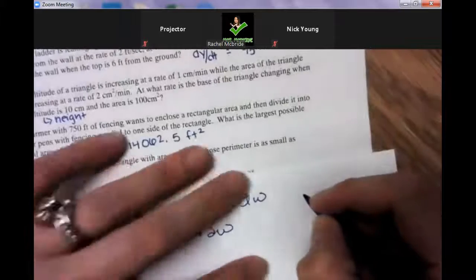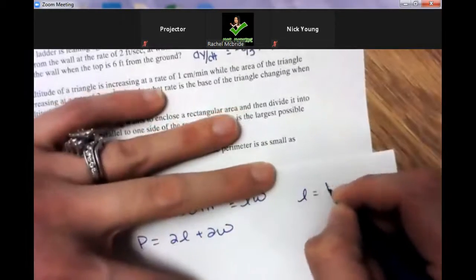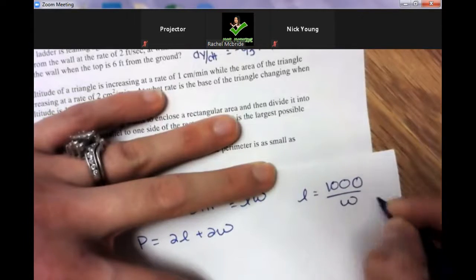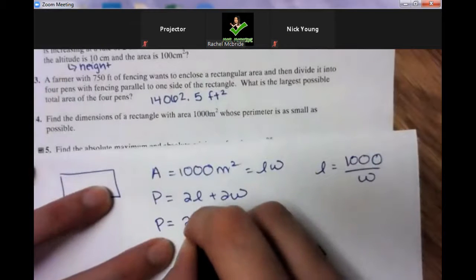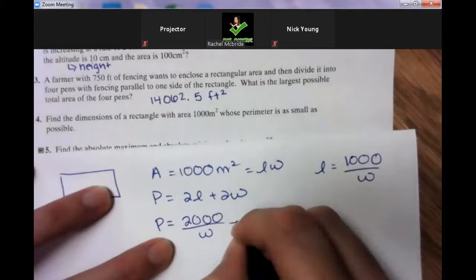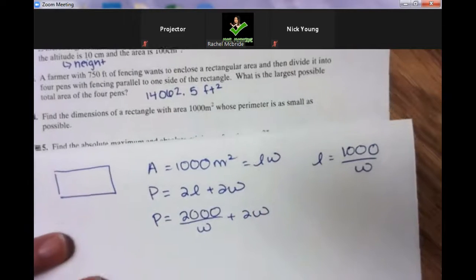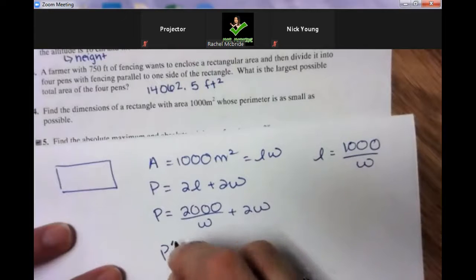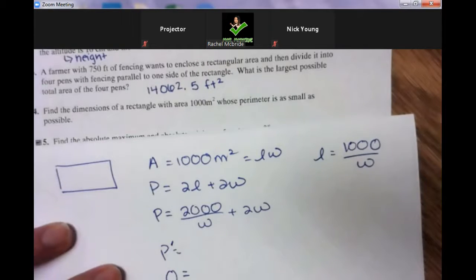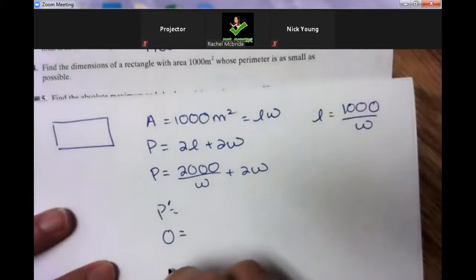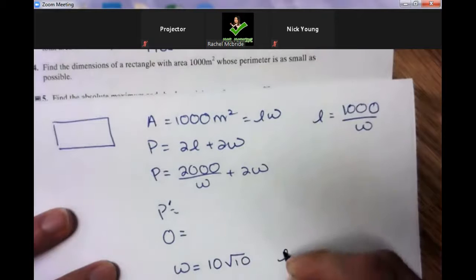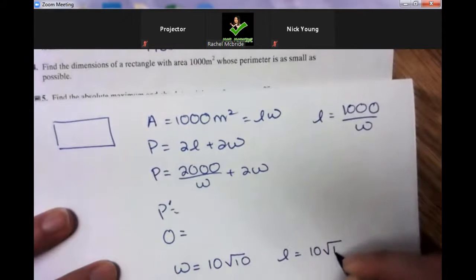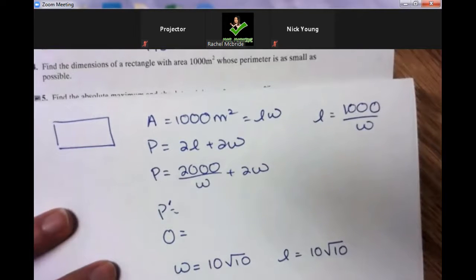I really hate having L's, so I'm going to substitute in for L. So I'm going to say L is equal to 1,000 over W, so that in my perimeter formula, I can get rid of L. And then you would simply derive this, find the zeros of your derivative, and you would get that W equals 10 square roots of 10. And then what's nice is when you plug that into L, it's also 10 square roots of 10.